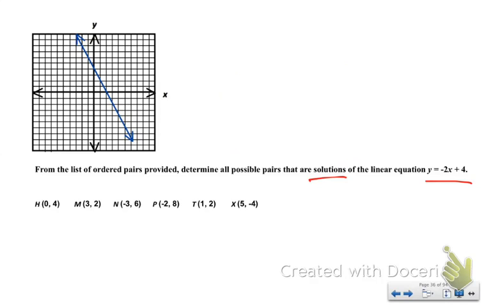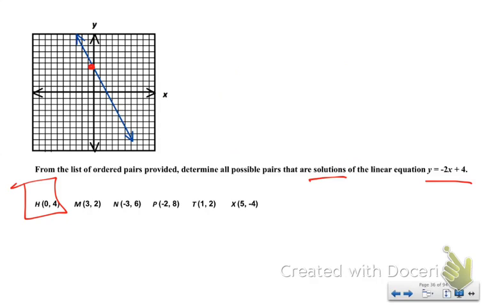Okay, so (0, 4) is right there. That is on the line. Again, I could plug it in. Negative 2 times 0 is 0 plus 4 is 4, so I would definitely click that one.